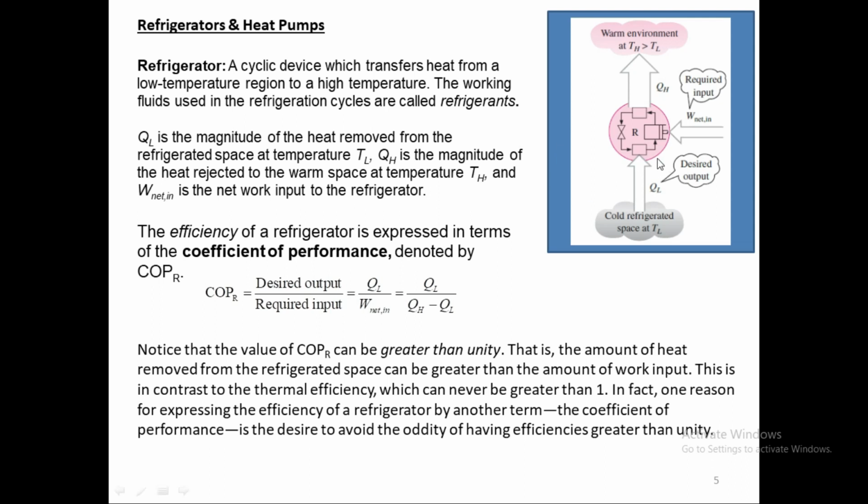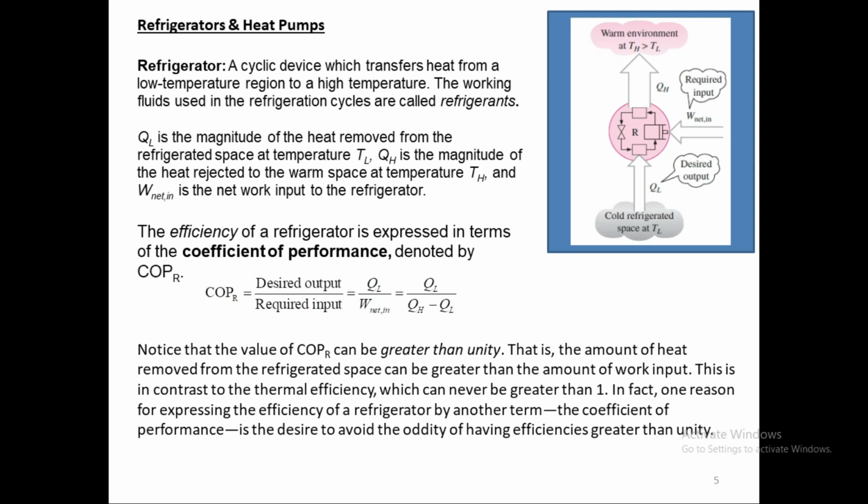For example, if you have a refrigerator, then the freezer box temperature is somewhere around -15 to -25 degrees centigrade, whereas the kitchen atmosphere where the refrigerator is placed is about 30 degrees centigrade. So what the refrigerator cycle is doing is absorbing the heat from the freezer box and throwing it into the kitchen atmosphere, which is at a high temperature. So it is moving heat from low temperature to high temperature.